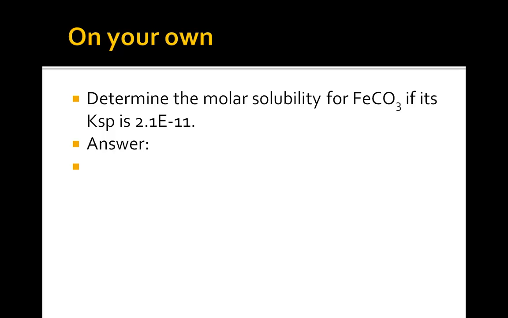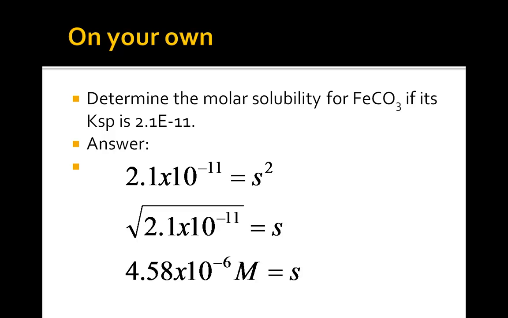Did you get 4.58 times 10 to the minus 6 molar? If so, you got it right. If not, check your work. Here are the big steps out. You should have 2.1 times 10 to the minus 11 equals s squared, and you're just taking the square root of that.